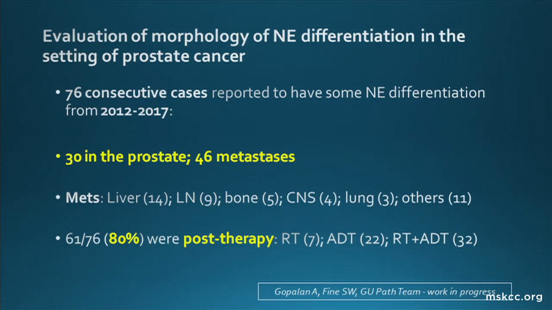Recently, Anu Gopalan and I and our team, and this is a work in progress, and I'm going to finish with this, have started to evaluate in a consecutive fashion morphology of neuroendocrine differentiation in the setting of prostate cancer. We've looked at 76 cases so far from the past 5 years. Note that 30 are primary in the prostate, 46 metastasis, and very significantly, 80% of them, when we looked into their histories, are post-therapy, unlike our patient.